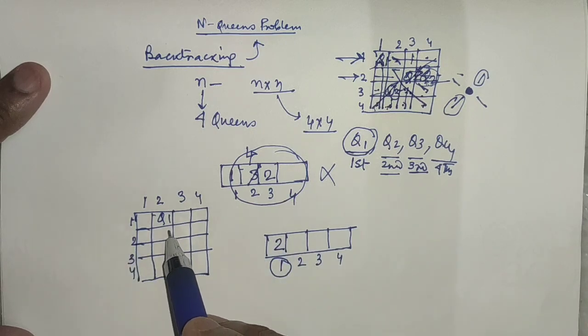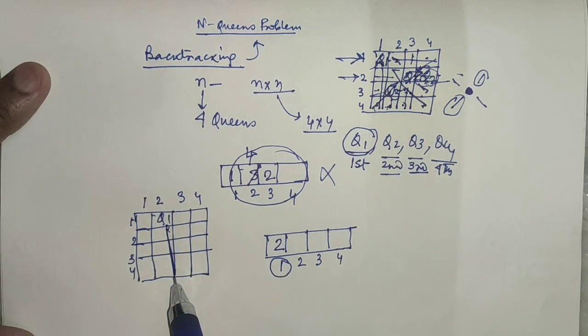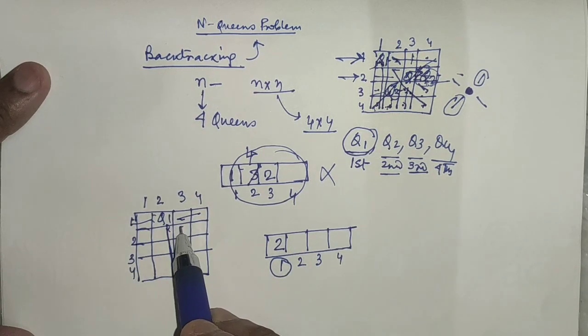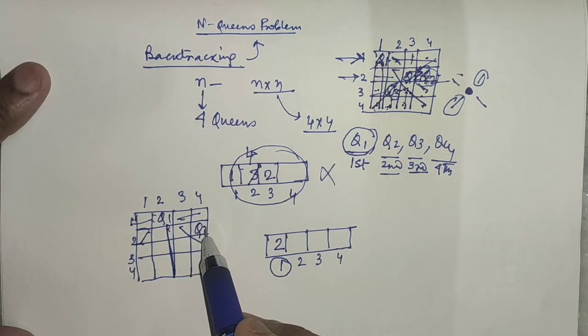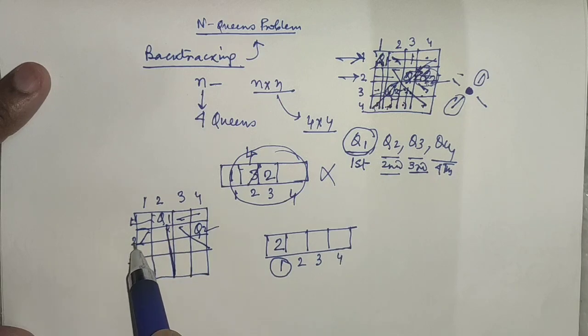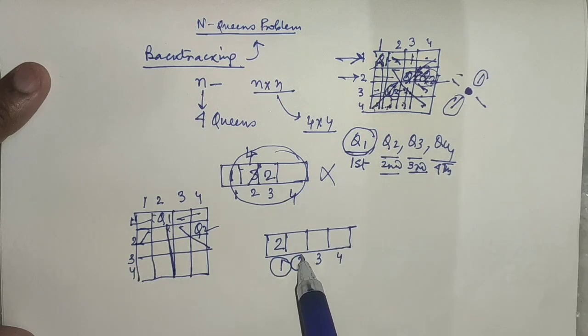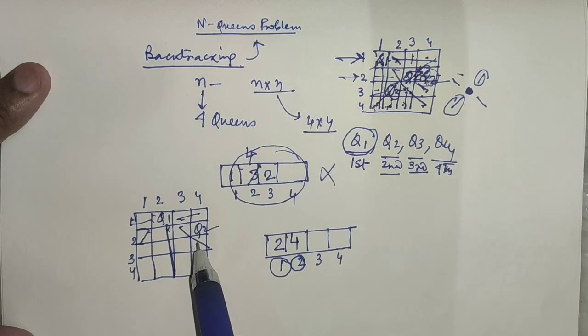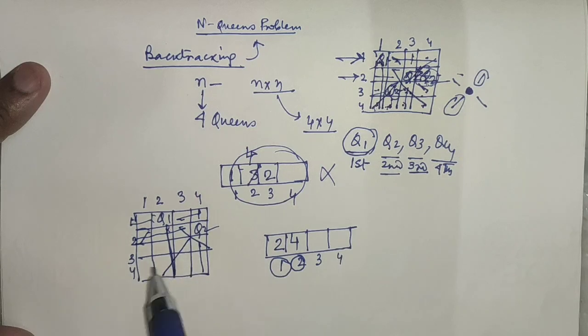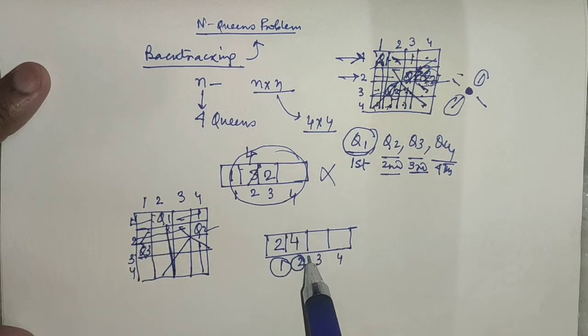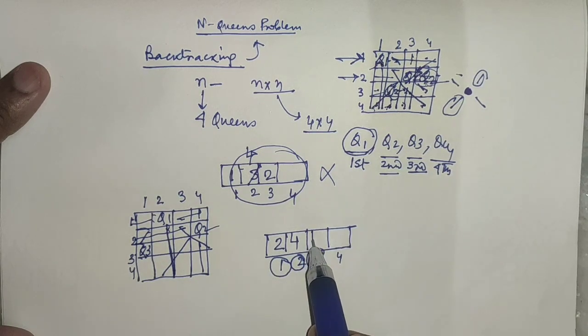Then this cell is blocked, this entire column is blocked, this row is blocked, this diagonal is blocked, this diagonal is also blocked. So queen 2 can be placed here without any tussle: row 2, column 4. Fine. So this one is blocked, this one is blocked, this one is also blocked. So queen 3 can be placed at column number 1. Queen 3 is placed at column 1.